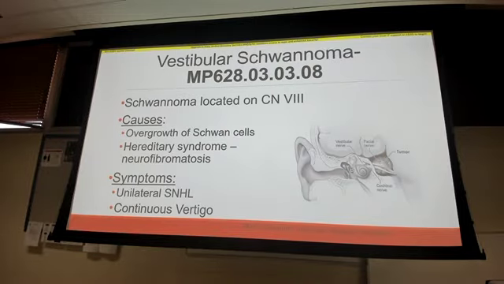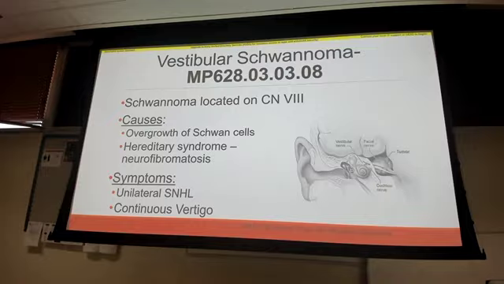And then lastly, the vestibular schwannoma or acoustic neuroma. This is where Schwann cells develop on the nerve and develop a schwannoma. Overgrowth of the Schwann cells could be secondary to hereditary neurofibromatosis, which we'll learn about in neurology next semester. They may have unilateral sensorineural hearing loss or continuous vertigo, or they can present together.